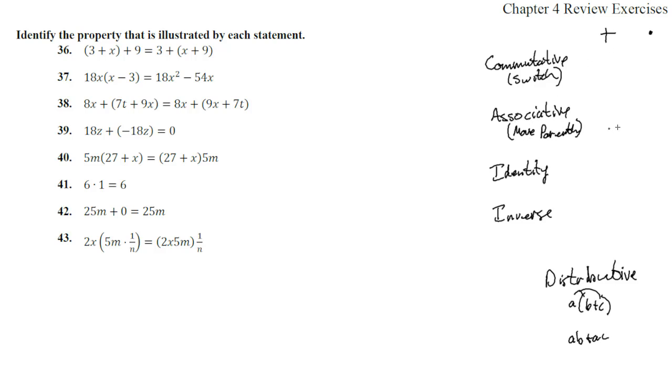Associative, you move the parentheses. Again, if you're dealing with all plus signs, then it's the associative property of addition. If you're dealing with just multiplication, it's the associative property of multiplication. The identity for adding, so additive identity, is the number 0. That's what you add to everything, or it's invisible. It doesn't even matter. And with multiplication, it's the number 1.